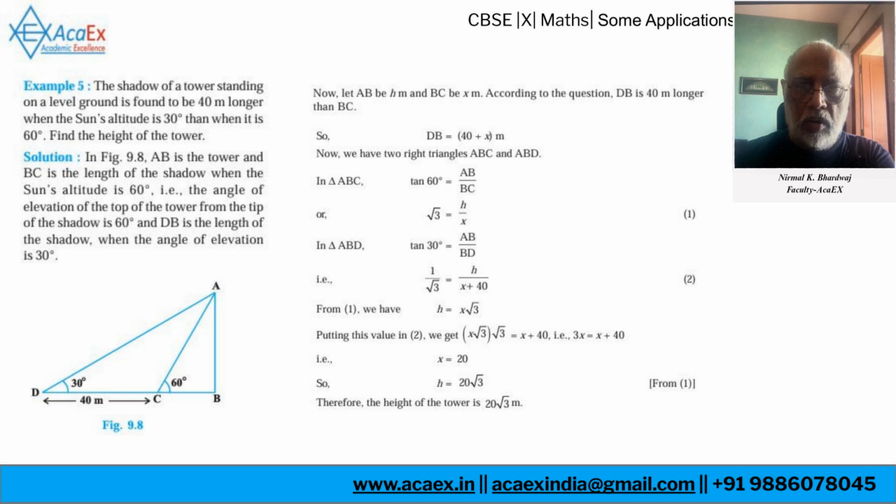From the larger triangle ABD, we get tangent of 30 degrees equals h over x plus 40. Substitute the value of h from the first equation into the second and solve for x. This gives 3x equals x plus 40, so x equals 20 meters. Now find the height h. h equals 20 square root of 3. Therefore, the height of the tower is 20 times the square root of 3 meters.